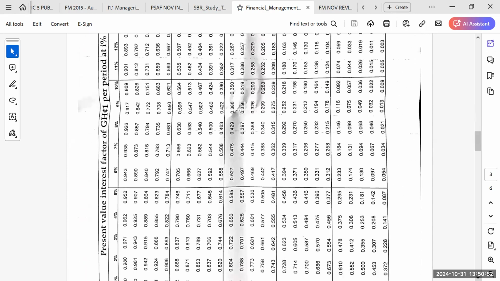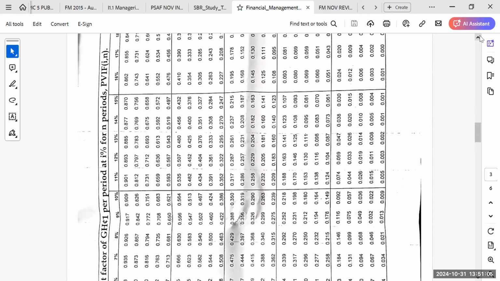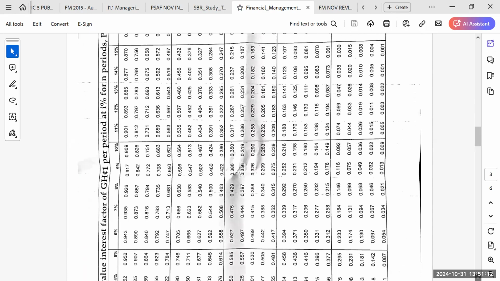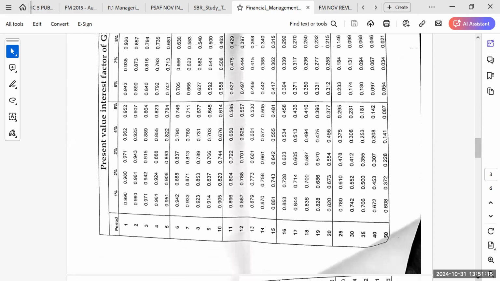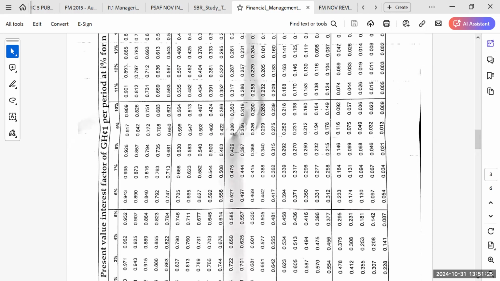Okay, so look at this one. You can see the present value interest factor of 1 cedi per period for n periods at 12%. This is the actual present value. This is a discount factor. So you can come over here and see the 12 under the percentages. 0.893. The 12 is here, isn't it?